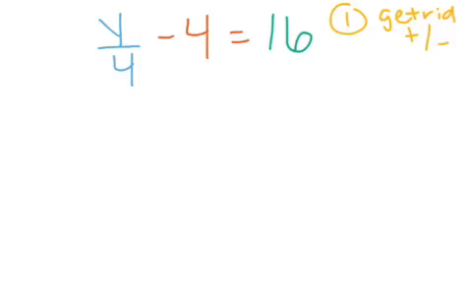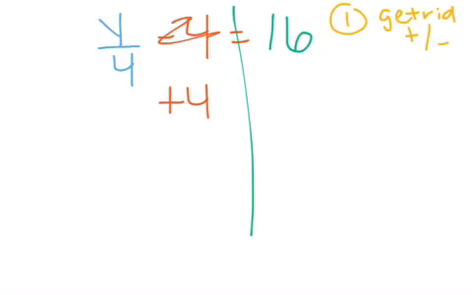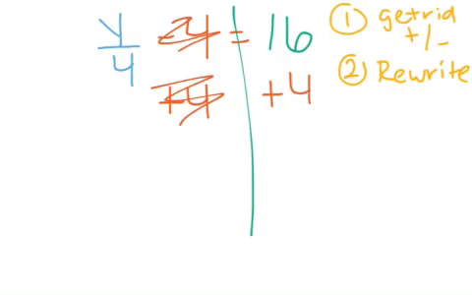Let's work through another one on our two-step equations. Again, I'm going to draw my line down the middle. I have our first step written over here, get rid of adding or subtracting. I have a minus 4, so I'm going to add 4 to have those cancel out, and of course if I do it to one side, I'm always going to do it to the other. This is where I would rewrite the problem.